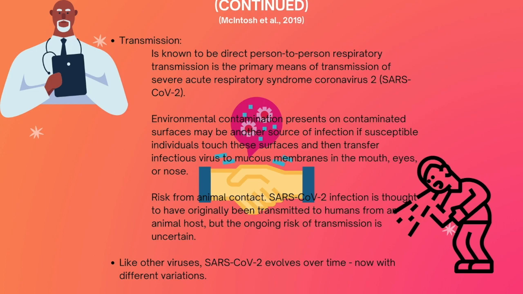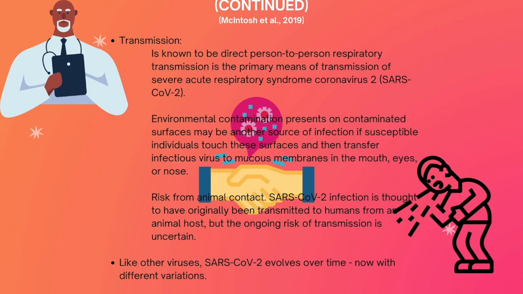And then the risk from animal contact. COVID-19 infection is thought to have originally been transmitted to humans from an animal host, but the ongoing risk of transmission through animal contact is uncertain. So there's no evidence suggesting animals, including domesticated ones, are a major source of infection in humans.